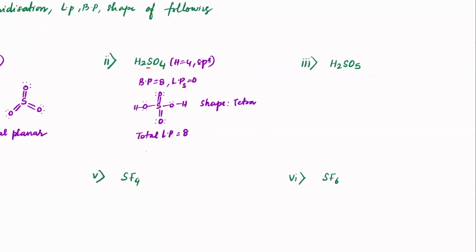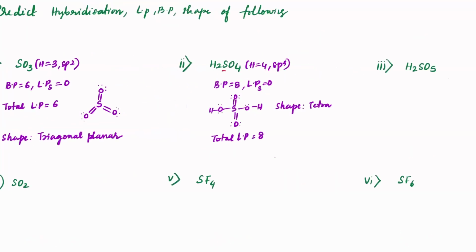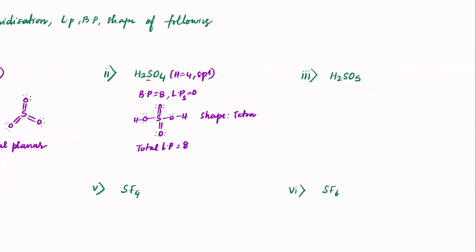Next, H2SO5. Now, this is more structure based, everybody. For H2SO5, you need to know the structure beforehand. Sulfur has a double bond to O, a double bond to O, and here an oxygen is bonded with hydrogen, but on the other side there are two oxygens connected back to back like this, and H. So this is called peroxysulfuric acid.